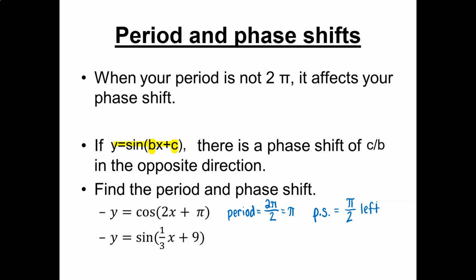Depending on what worksheet or problems we're doing, sometimes they'll say the phase shift is left pi over 2. Other times they'll just say the phase shift is negative pi over 2. So if it's left, they use a negative. If it's right, they use a positive. It just depends on where the worksheet came from, what they decide to do with that.